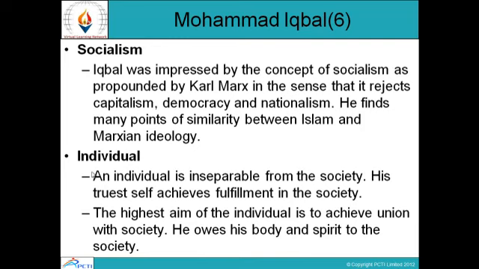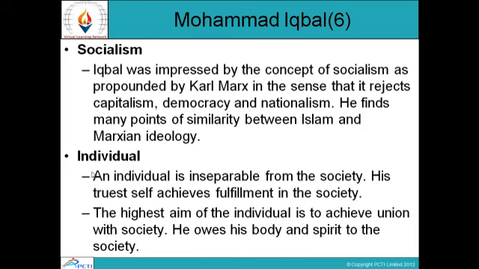Socialism. Iqbal was impressed by the concept of socialism as propounded by Karl Marx in the sense that it rejects capitalism, democracy, and nationalism. He finds many points of similarity between Islam and Marxian ideology. Under socialism, the means of production would be in the hands of the state, and would be taken over from the ruling class by the ruled class by means of a revolution.